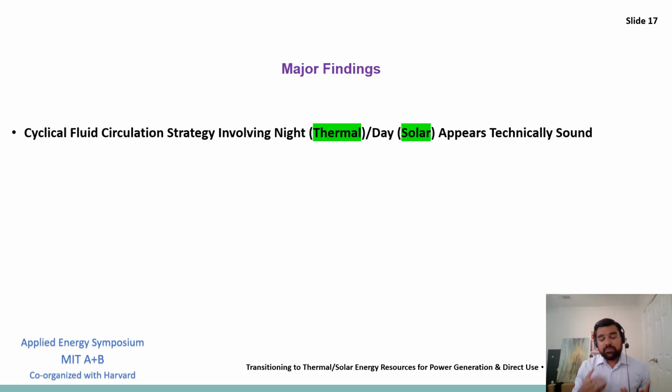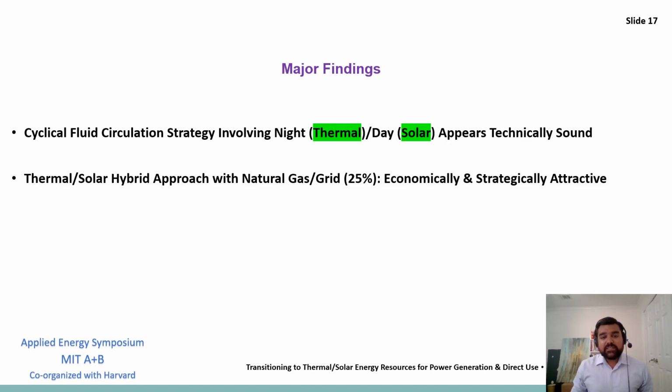So in summary, we wanted to just reiterate some of the major findings from this study. First of all, the cyclic fluid circulation strategy involving night thermal and day solar appears technically sound. Then the thermal solar hybrid approach with natural gas or grid supplying 25% of the power appears both economically and strategically attractive, especially considering the fact that they are also providing redundancy for our systems.